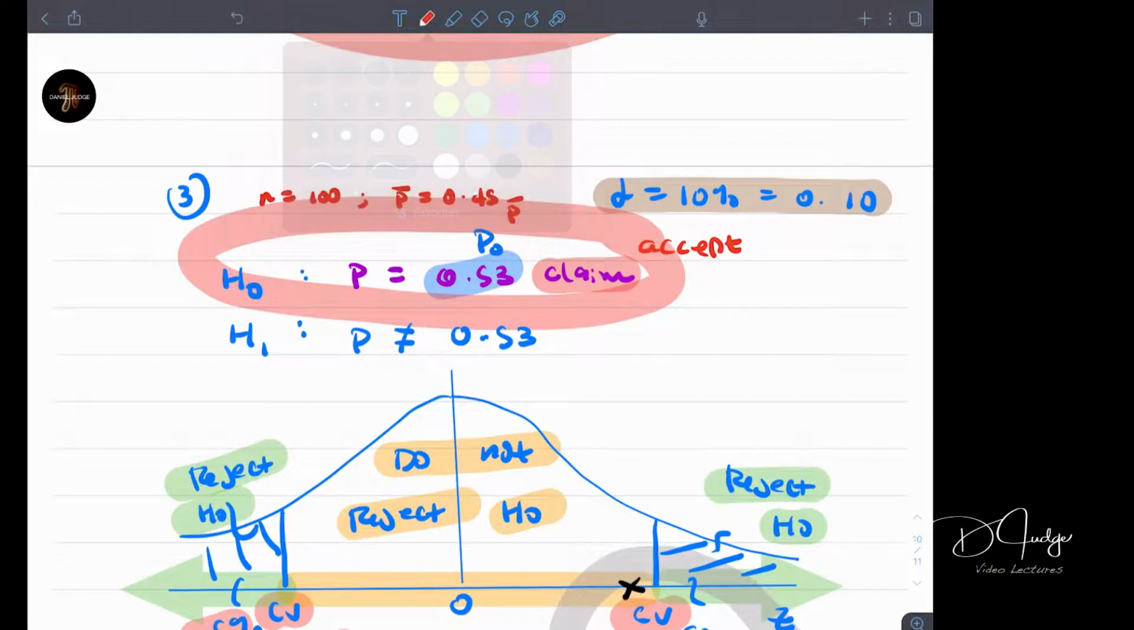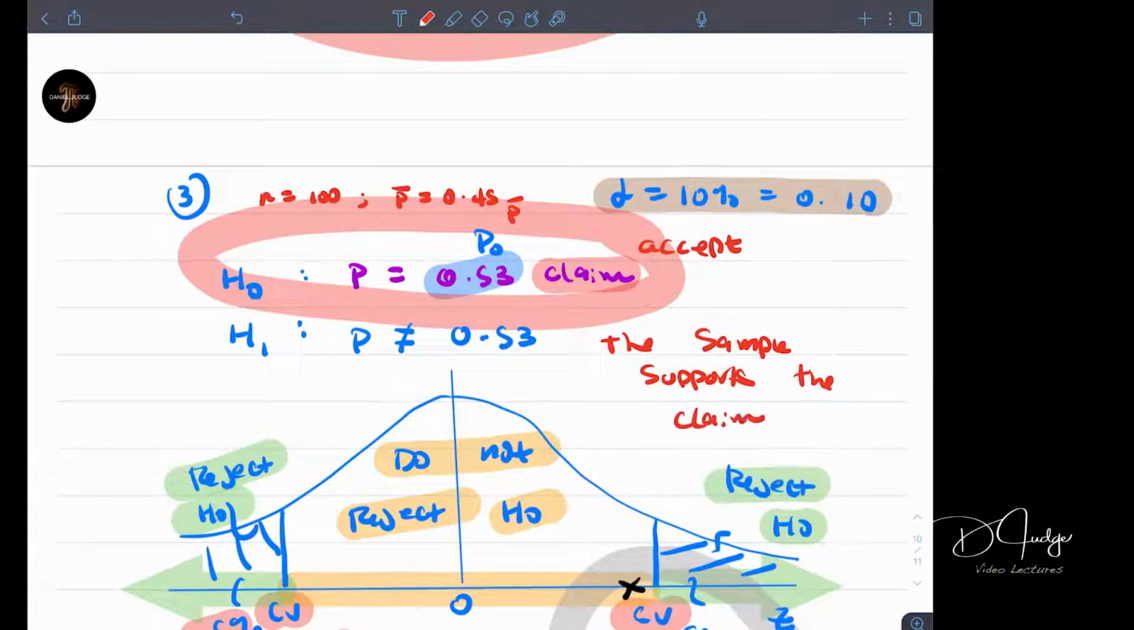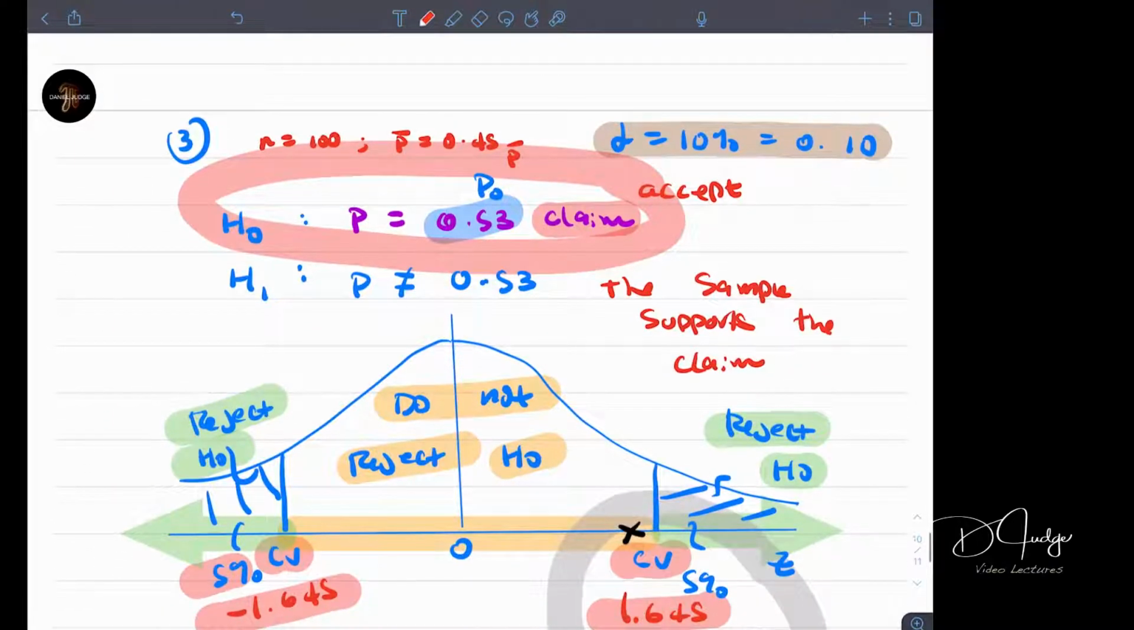So since you're accepting the claim, the sample supports the claim, ladies and gentlemen. This is your conclusion. By not rejecting the null, which just happens to be the claim, that means this sample supports what's being said, that the true proportion here is 53%. So this sample is supporting that the true proportion will be 53%. Okay, and this is what this means.